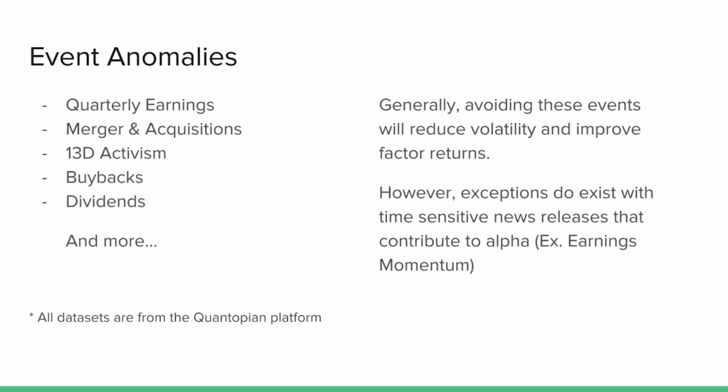However, to note, exceptions do exist with time-sensitive news releases that could contribute to the alpha itself. One example could be earnings momentum, and how the actual earnings announcements contribute to the momentum and push the prices even further. As you know, all these data sets are from Quantopian, and everyone can go online and check them out if they want to see what data sets they have and how you can use them in our tests.